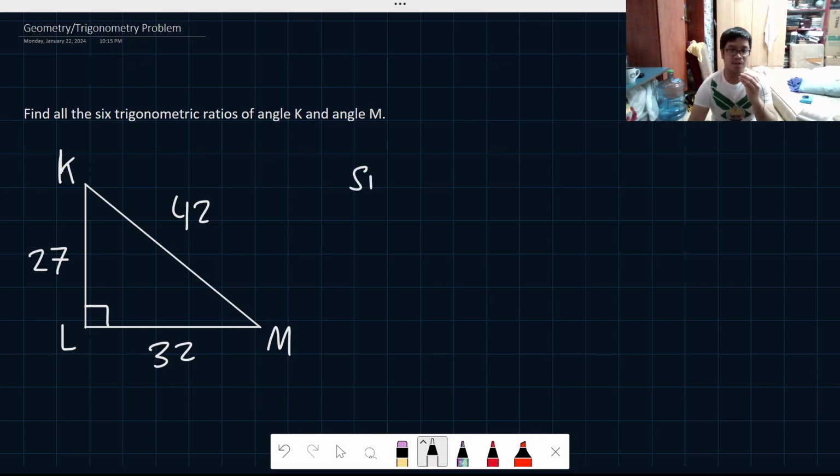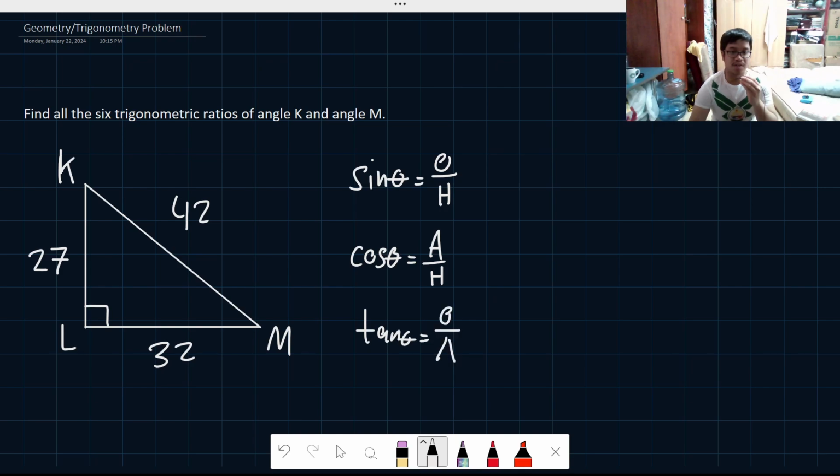And these are sine theta is equal to opposite all over the hypotenuse. Cosine theta is equal to adjacent all over the hypotenuse. Then we have tangent theta, which is opposite all over adjacent. These are the three common trigonometric ratios. The other three are the reciprocals for each of the trigonometric functions given here.